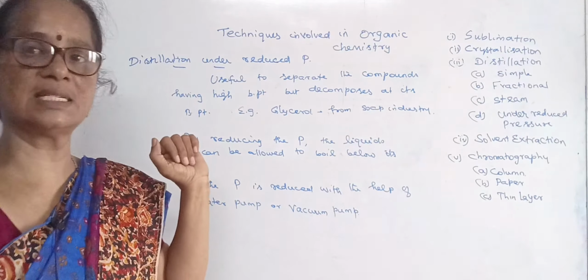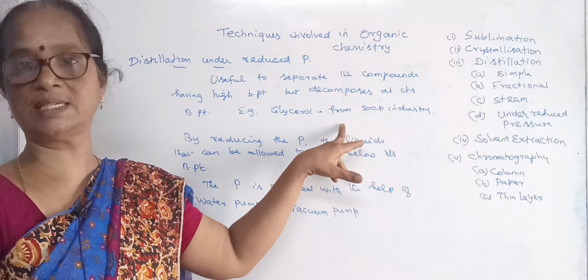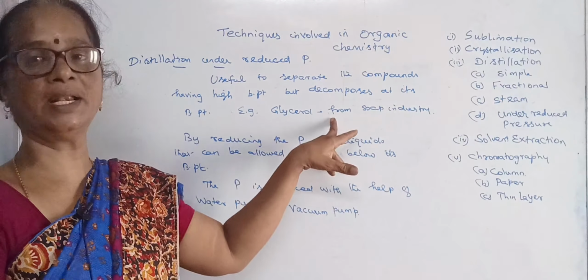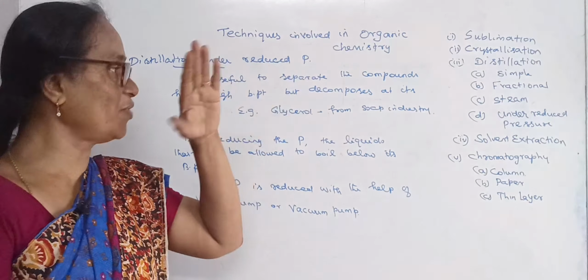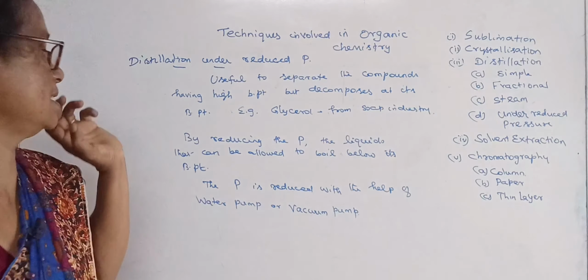For example, glycerol. Glycerol is a major byproduct in the soap industry. In the manufacture of soaps, glycerol is obtained as the byproduct. So from the soap industry, glycerol is isolated from the soap by this technique only.